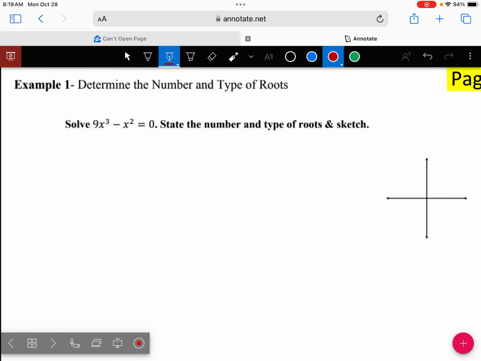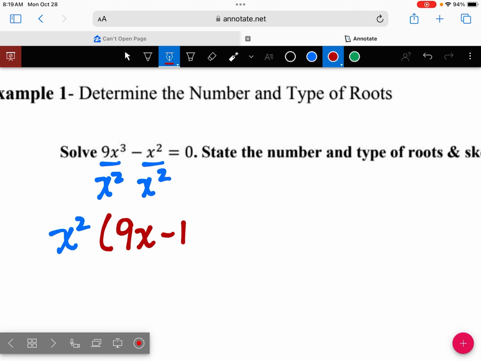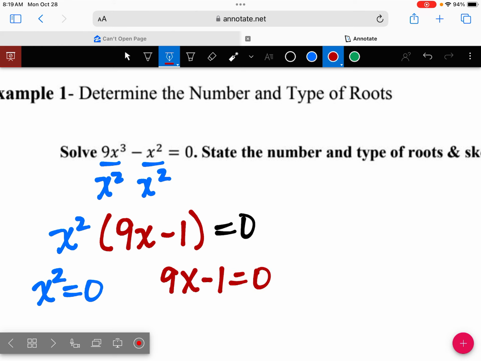What would be my GCF? What can I take out of 9x cubed minus x squared? X squared. So we're going to divide both of these by x squared. So that comes to the front. And then I have 9x minus 1 left. All right, so we're going to take the x squared, set that equal to 0. 9x minus 1, set that equal to 0. Go ahead and solve.